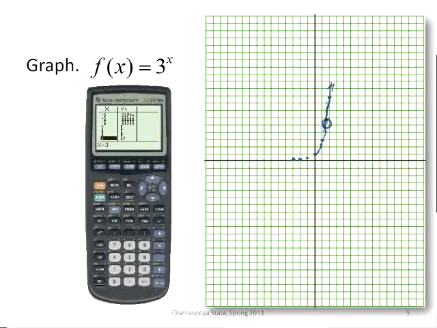Again, your graph can look a little bit better than mine. It's hard to graph on this program that I'm using. But there's the basic shape of the graph. You want it to look like a smooth curve. So this is an example of exponential growth.